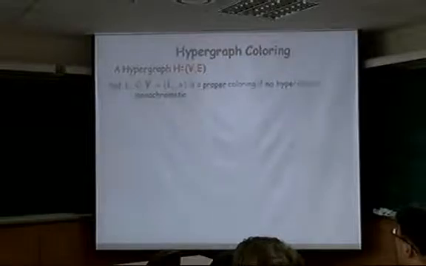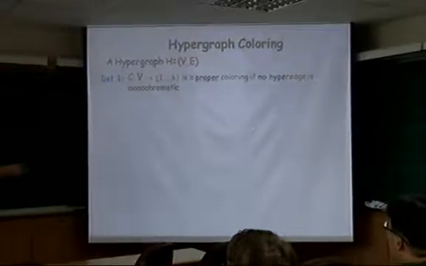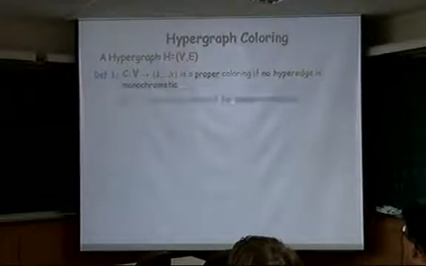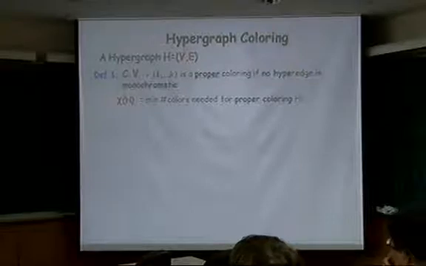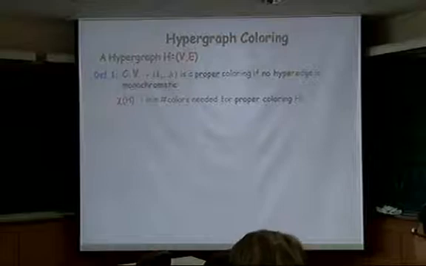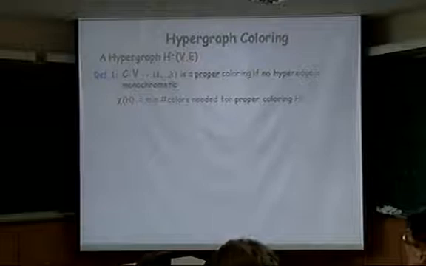So a proper coloring of the hypergraph is a function from the vertices to some finite set, let's call it 1 to k, the integers 1 to k. And we call this function a proper coloring if no hyperedge is monochromatic. You see at least two colors. So you color the vertices and you want each set in your set system, in your hypergraph, to have at least two colors present among the vertices in that hyperedge.